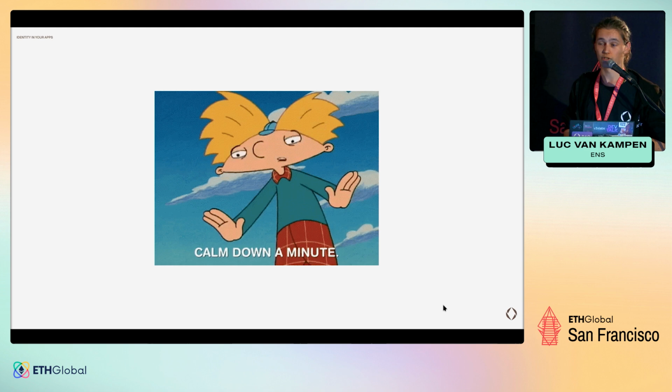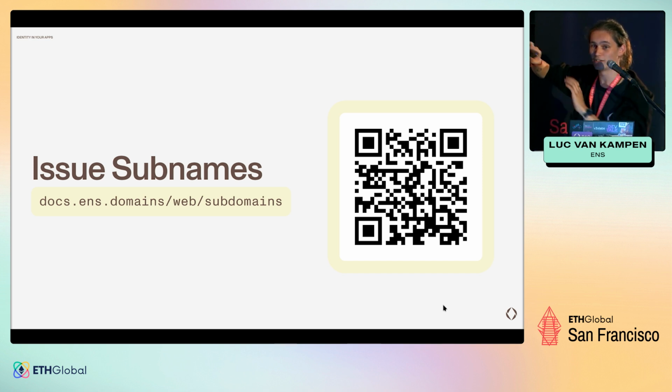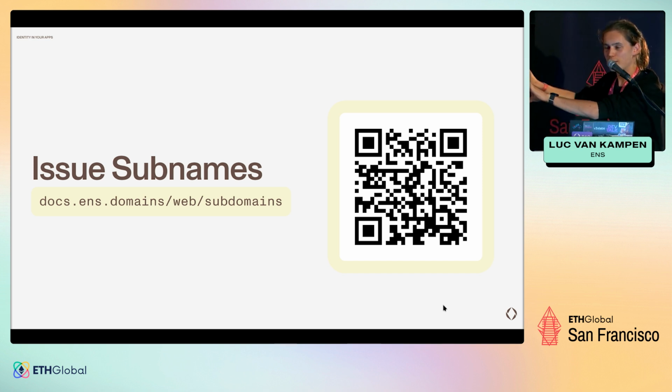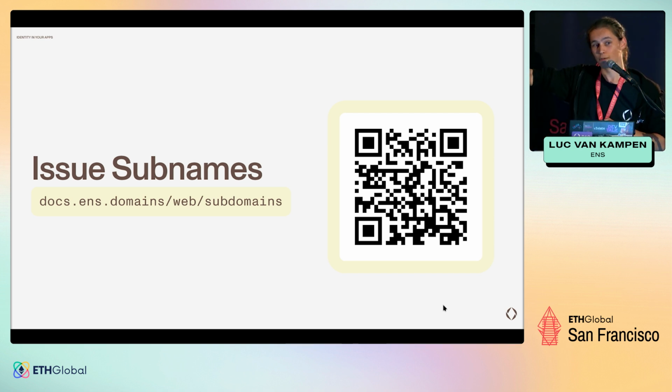I encourage you to check out the docs.ens.domain/web/subdomains, and it'll have everything for you. So if you're issuing subdomains, this is where you've got to be. I'll keep it on the screen for a few seconds if you want to scan a QR code. This might be a Rickroll, so be careful. But it might also go to the right docs page. It depends. You never know with my slides.